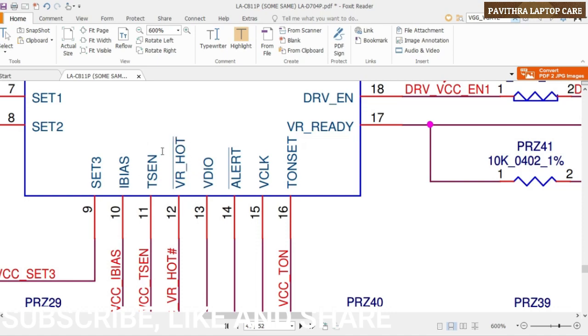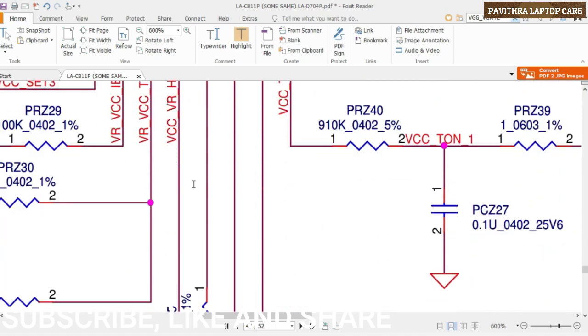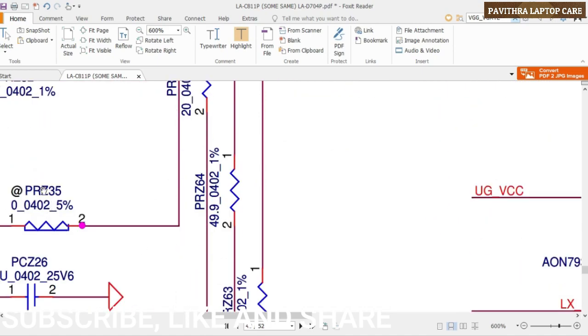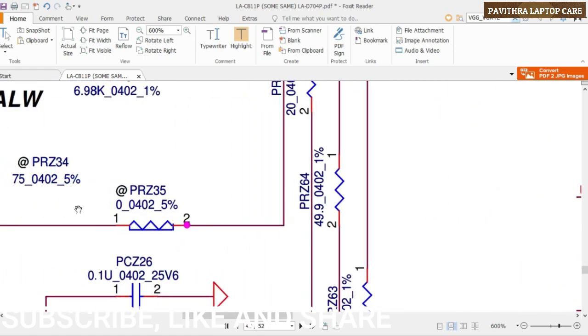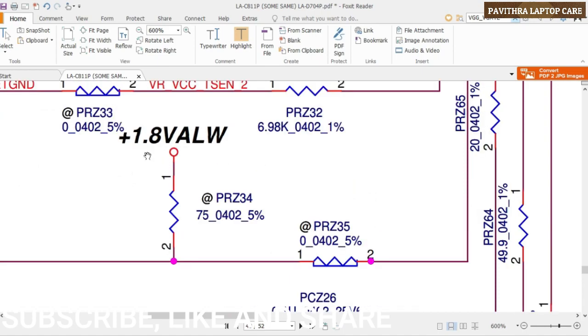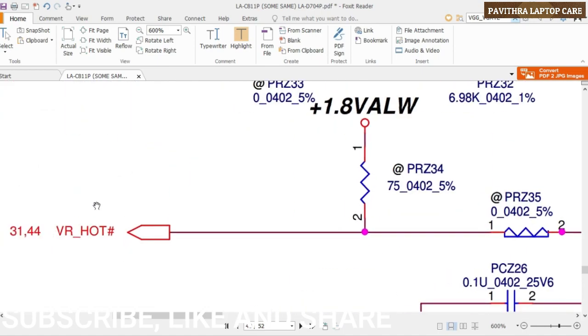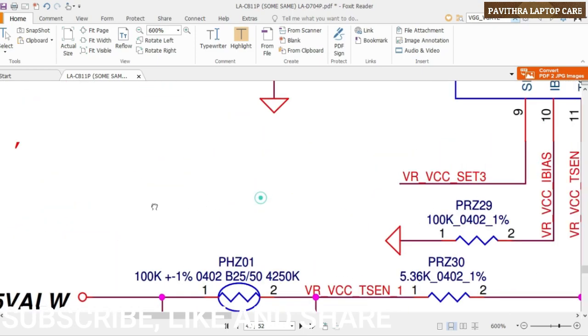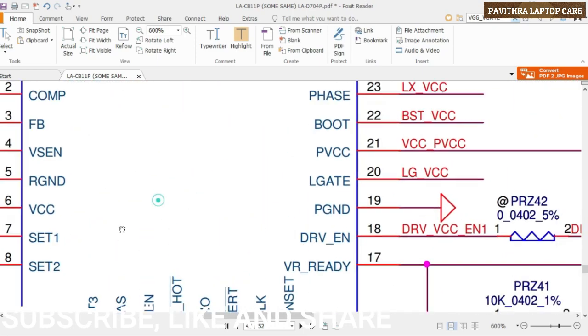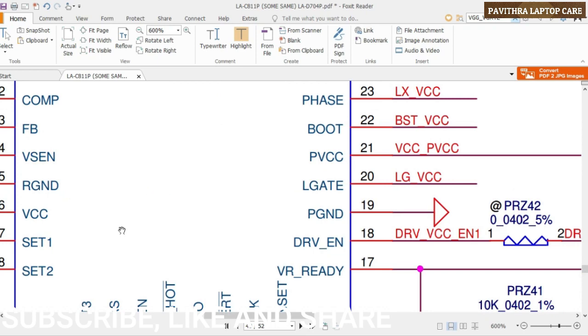After this, one more important signal is VR hot. This is the final one, so we also need to check it properly. Here is a 0 ohm resistor, or maybe it's a direct connection, and through it a 1.8 volt pull up will be there. If you are not getting output, you also need to check the section where it goes. These are the functions of the CPU IC working function.